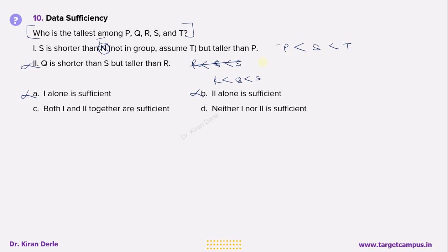Can we combine both of them and give the answer? See, S is less than T, S is greater than Q, and Q is greater than R as well, but P is also less than S, right? So P can be here, or here, or here. So we cannot say; the tallest person can be R also and can be P also. So using both the statements, we will not be able to give the answer. I hope you're understanding what we did here, right?